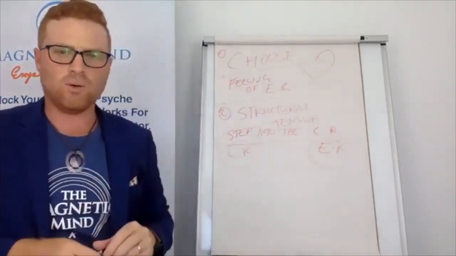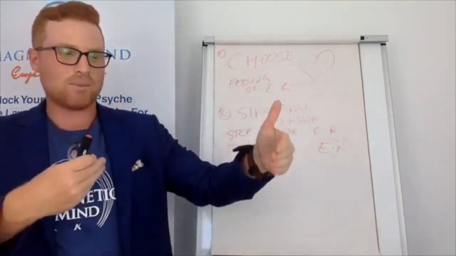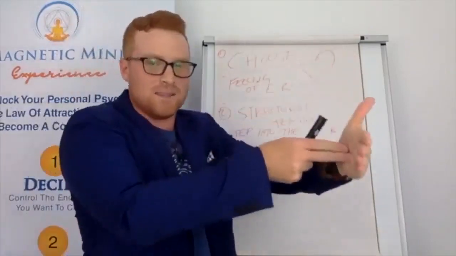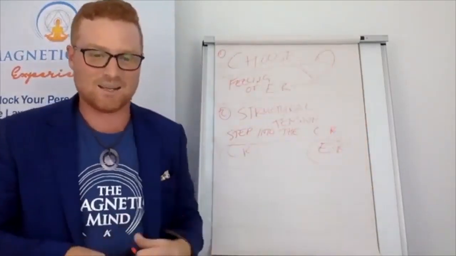This allows your brain to go, well, I'm here, I want to be there. And then you stay in this, and this is what releases to what you want. A lot of people don't do this. They don't set it up. They just go, this is what I want, and there's no tension in it. There's nothing pulling them there. This is how you create the magnetic mind. So that's step two.